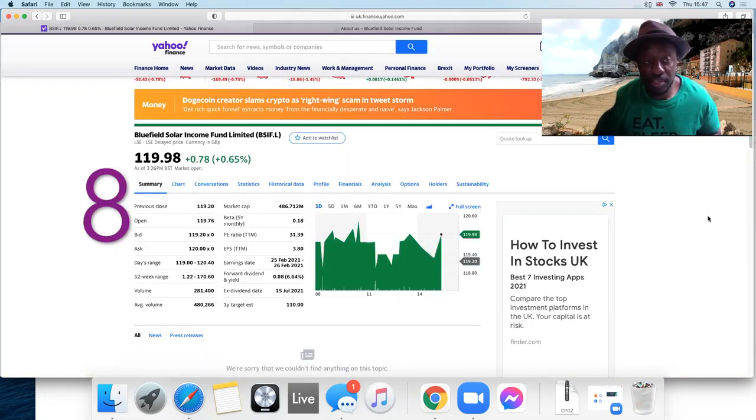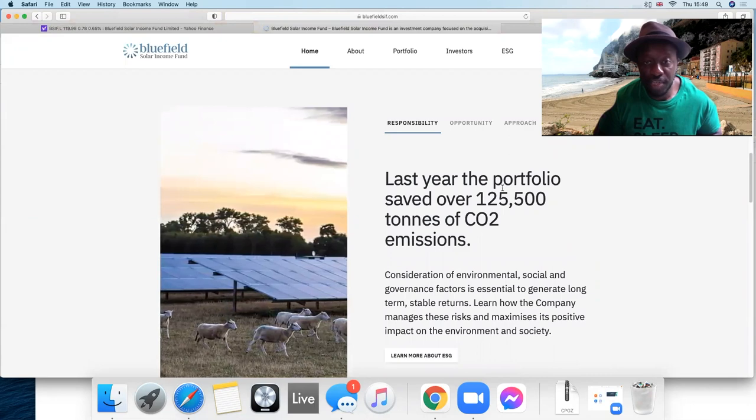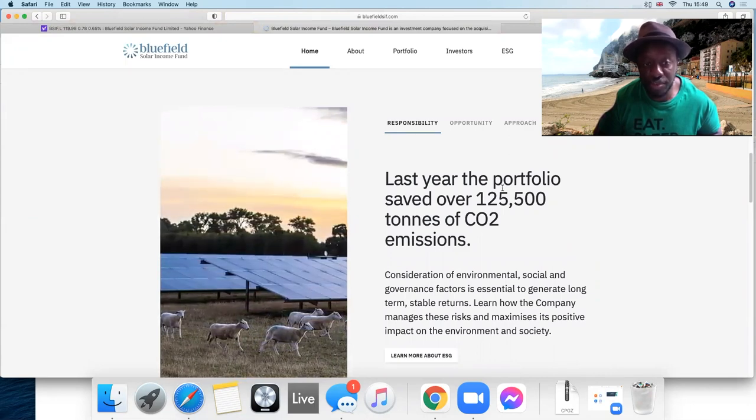Staying on the London Stock Exchange, the next stock we're looking at is the Bluefield Solar Income Fund. They have an impressive dividend yield of 6.64% and a small market cap of 486 million. Bluefield Solar Income Fund is an investment company focused on the acquisition and long-term management of a diversified portfolio of low-carbon assets in the UK. Last year, the portfolio saved over 125,500 tonnes of CO2 emissions.